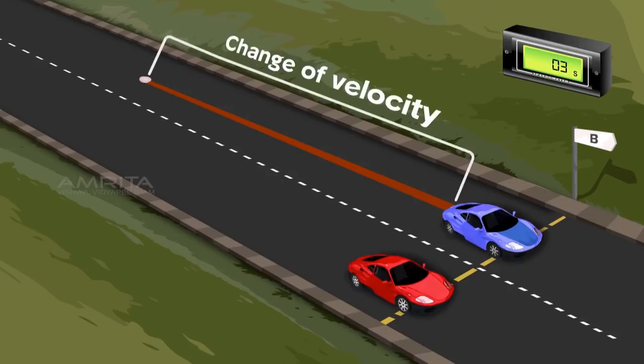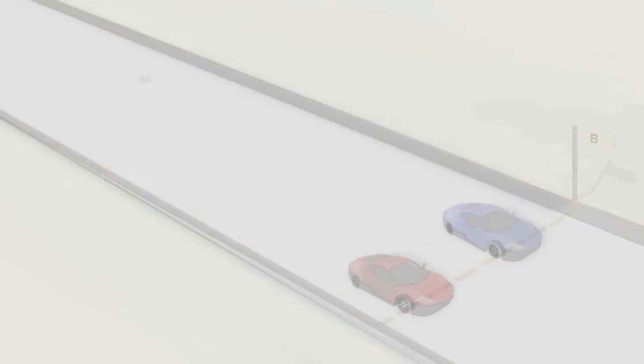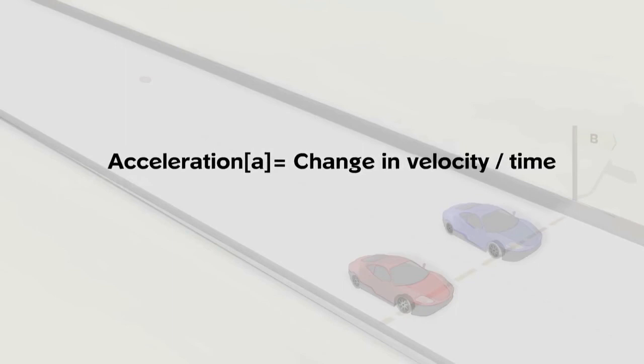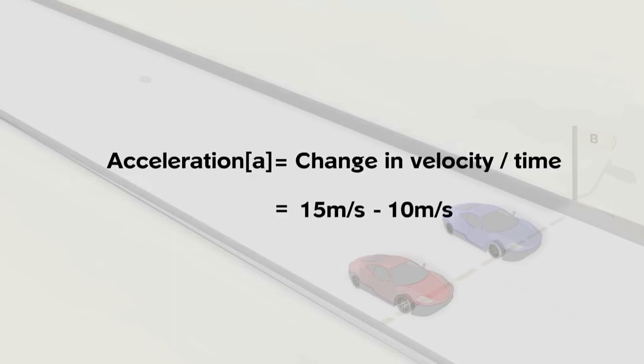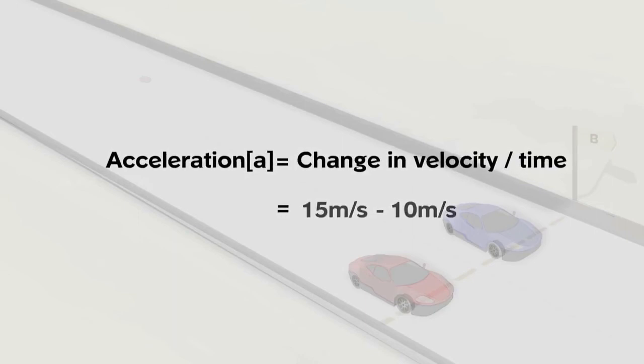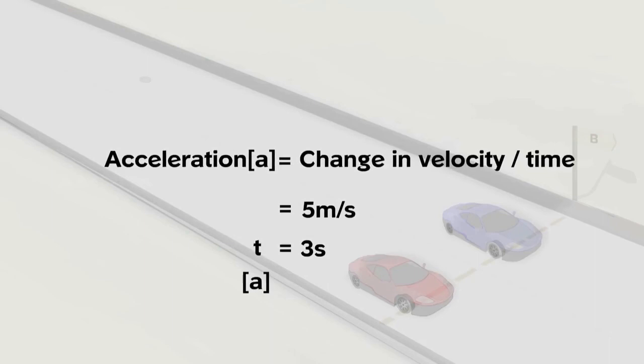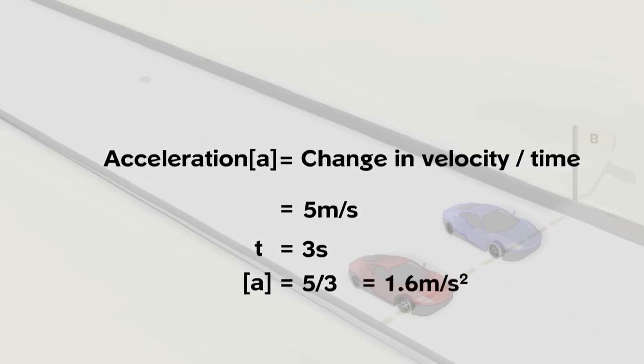Acceleration is calculated as the rate of change of velocity. That is, acceleration a is equal to change in velocity by time. Here, change in velocity is 15 meters per second minus 10 meters per second, which is 5 meters per second. t is equal to 3 seconds. Therefore, acceleration a is equal to 5 by 3, which is 1.6 meters per second square.